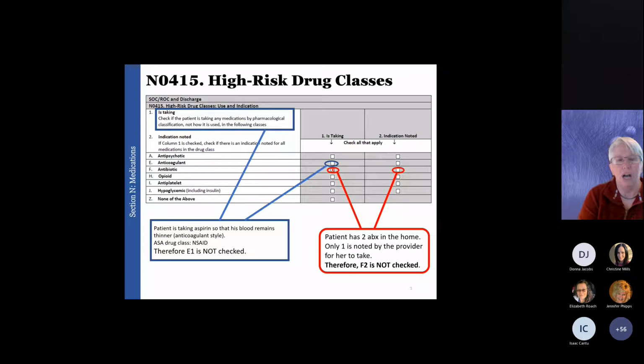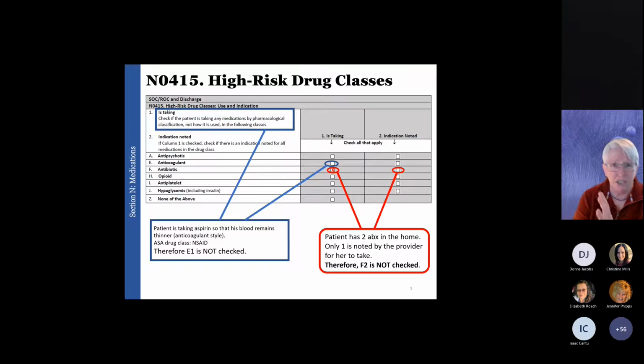All right. Column 2, indication noted, says if column 1 is checked, check if there's an indication noted for all meds in the drug class. So if something is checked off in column 1, saying yep, they're taking that, is there something in the documentation that indicates they should be taking that? Because sometimes we get out there and we're looking at the meds like, why do you have this? And we can find nothing in the paperwork to indicate why they have it. And they just look at it and say, oh, that's from 3 years ago. And you look at the date, yeah, it's from 3 years ago. I'm still taking it.